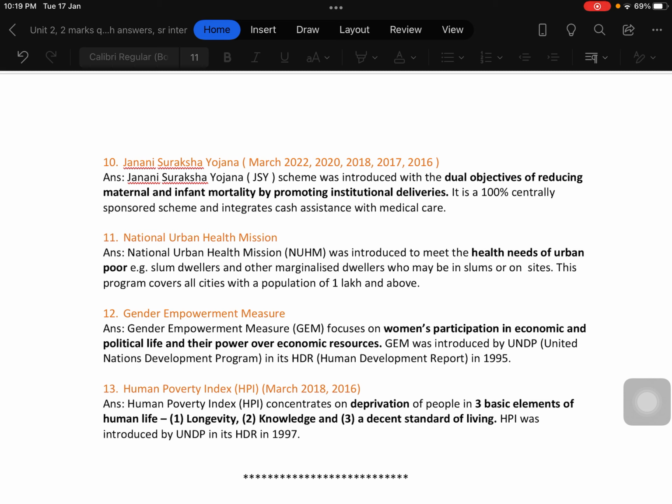Okay. So the Gender Empowerment Measure was introduced in 1995. The Human Poverty Index was introduced in 1997. The Human Poverty Index takes 3 elements: longevity, knowledge, and decent standard of living, whereas the Multidimensional Poverty Index is an extended version of the Human Poverty Index. Now these are all the 2 marks questions along with the answers in the second unit, Demography and Human Resource Development. So you can see which are the important questions. Concentrate more on those kinds of questions.